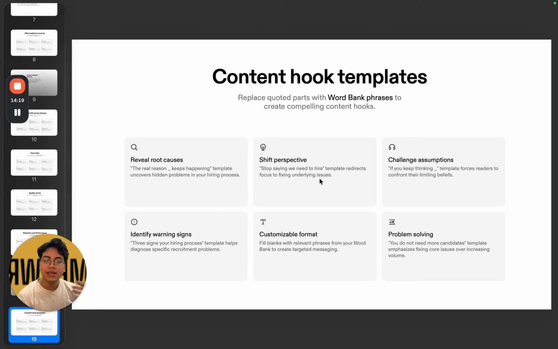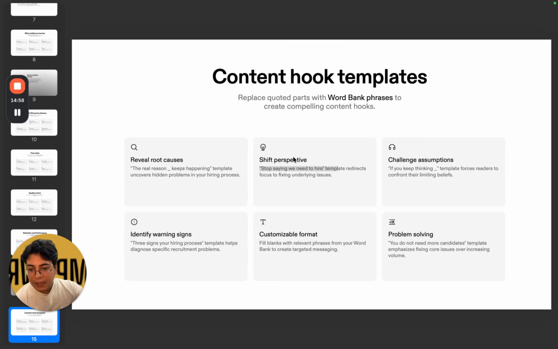So if I go through the examples, number one is the "The real reason dash keeps happening" template. Then the "Stop saying we need to hire" template. If you keep thinking dash, then dash. And if you keep thinking dash, read this. The real reason dash keeps happening. Stop saying we need to hire, start fixing dash. You do not need more candidates. You need to solve dash. Here you can put your service.